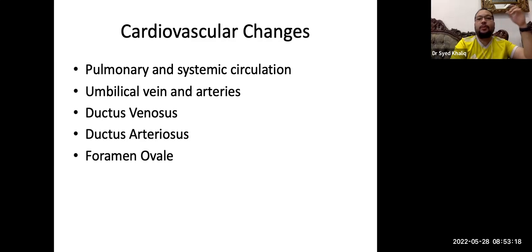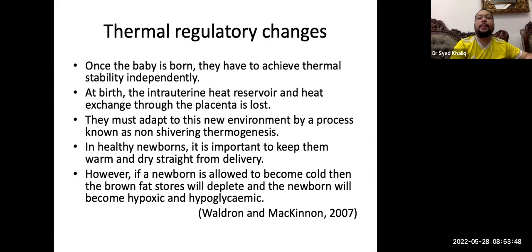So I've mentioned before what happens in the pulmonary and systemic circulation, the difference in blood pressure. We've cut the umbilical vein and umbilical arteries, so we remove the low resistance circulation. The ductus venosus starts to close because there's no supply from the umbilical vein, and the ductus arteriosus starts to close as well because of oxygen and the prostaglandin effect, and the foramen ovale also starts to close. These are among the changes. Next are the thermoregulatory changes.